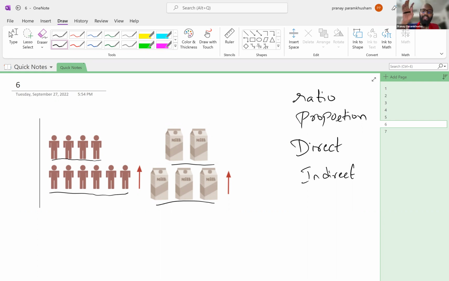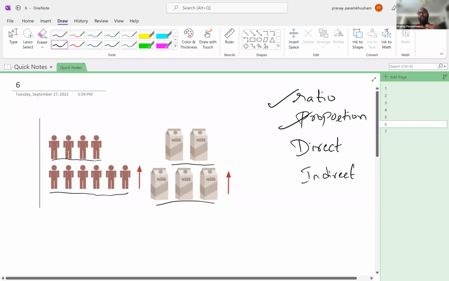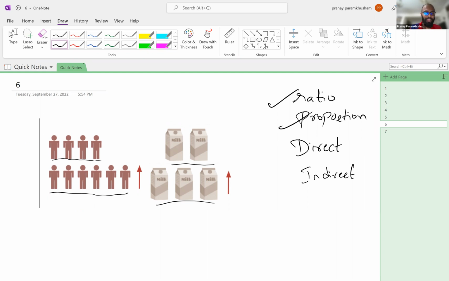Yeah, so you're talking about the ratios here. I'm talking about the direct and indirect proportions here. So what I'm saying is, let's say now the people are 8 of them. Will the milk cartons increase or will they decrease? If the number of people are more, do the milk cartons increase or decrease?